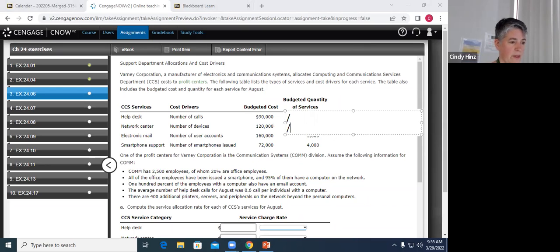So give me just a second here. Okay. So for each one of these CCS or Computing and Communication Services departments, for each one of these services that they provide to the profit centers, we're going to calculate a cost per service.